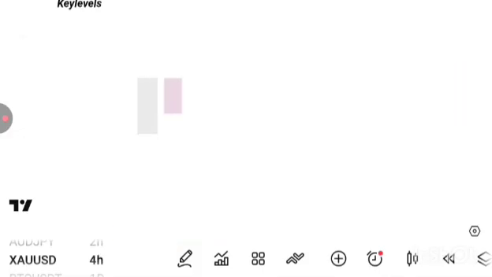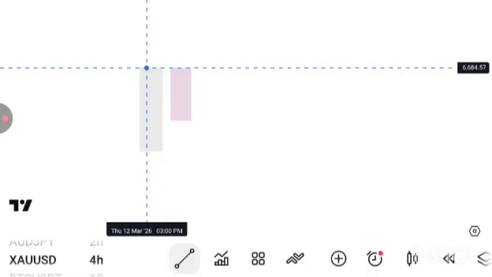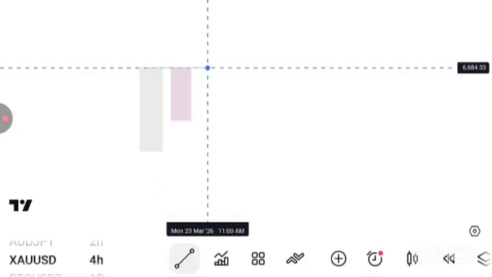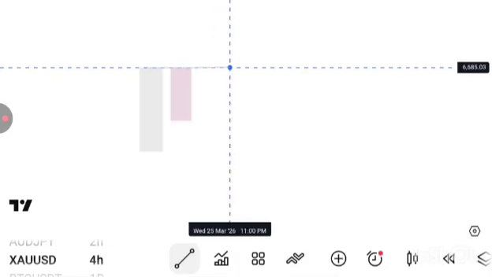Right. So an A-shaped key level is formed by two consecutive candles to the upside, right? So a bullish and a bearish candle, right? So this particular level is the key level, the A-shaped key level. So we'll call this our A-shaped key level, right?